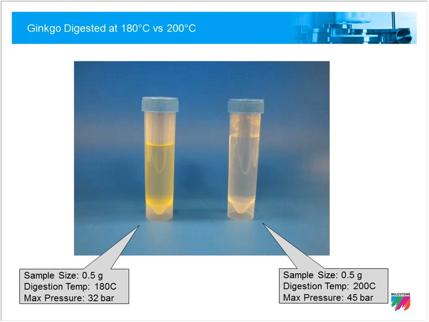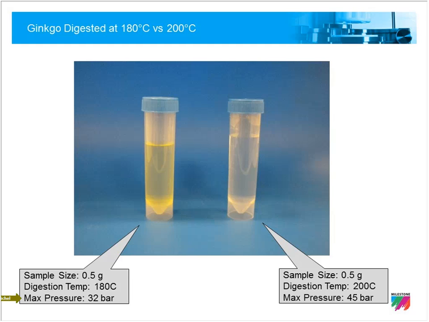Now, to give you just some visuals about what I mean by this, this was ginkgo biloba, and we digested this sample at two different temperatures, 180 degrees C as well as 200 degrees C. Now, we took a half gram sample for both digestion temperatures, decanted after the run, and diluted up to volume. This is the sample here that was digested at 180 degrees C. During this digestion, we achieved a max pressure of 32 bar.